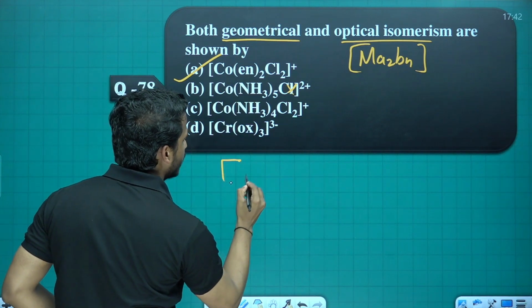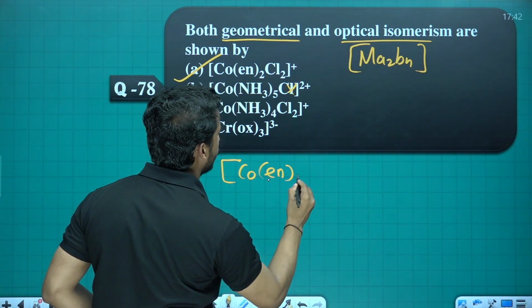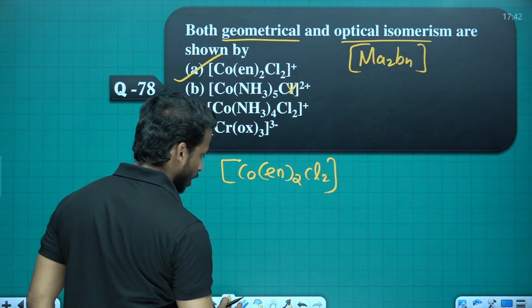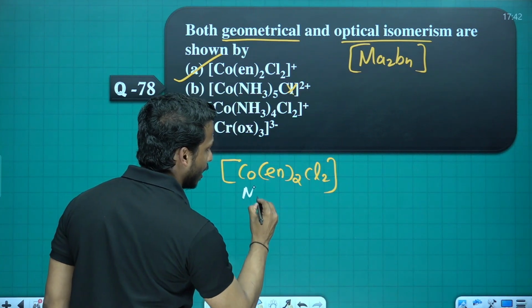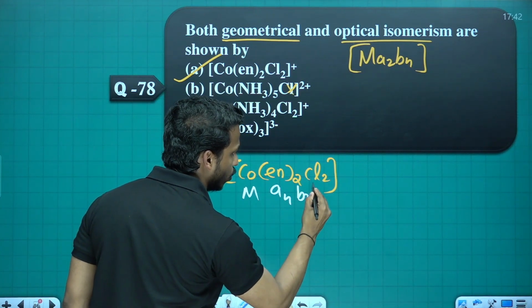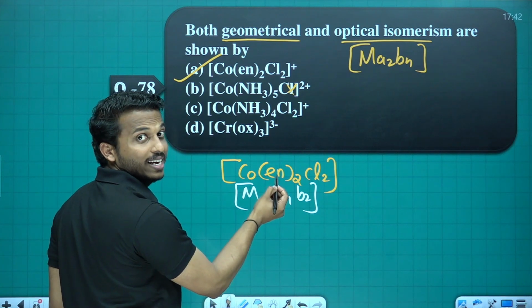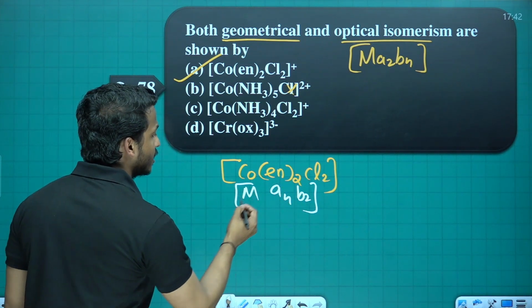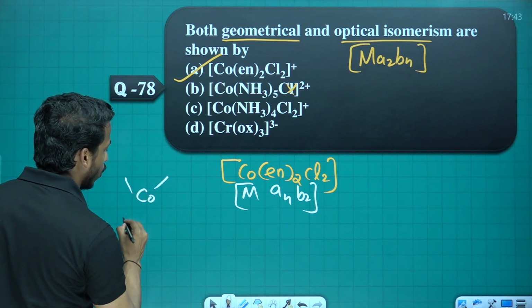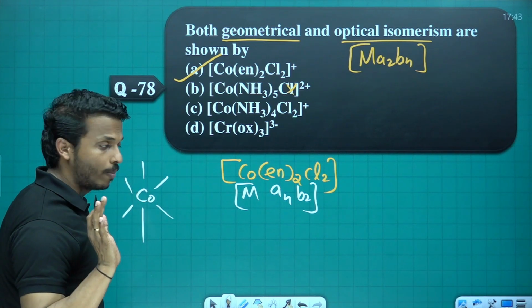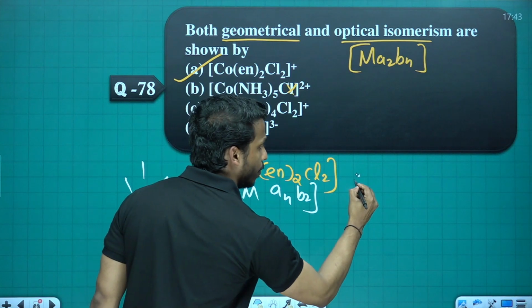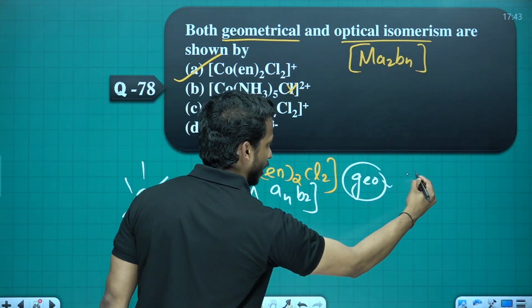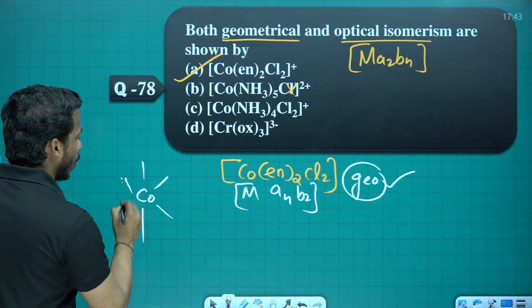See, this complex is given as en twice, Cl twice. This complex is of the type Ma4B2. Why Ma4? Because en is a bidentate ligand, so en twice means four. Okay, let me draw the shape. Co. This will show the cis isomer, right? Ma4B2 shows geometrical isomerism. That is very clear. But how does it show optical isomerism?